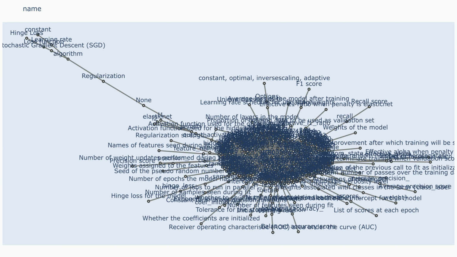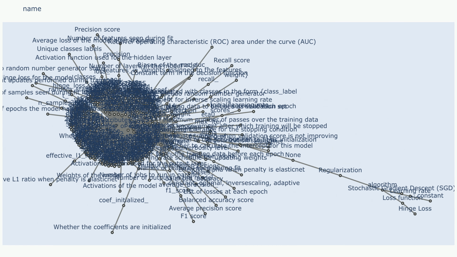Make predictions on the test set. y_pred = model.predict(X_test). Evaluate the model's performance. From sklearn.metrics import accuracy_score. accuracy = accuracy_score(y_test, y_pred). print(f"Accuracy: {accuracy:.2f}").